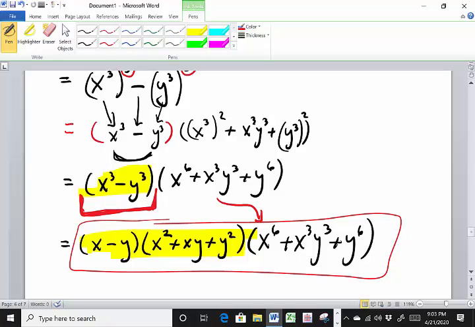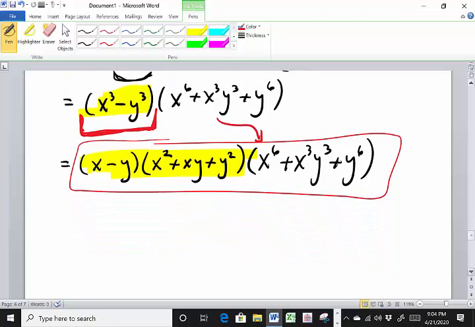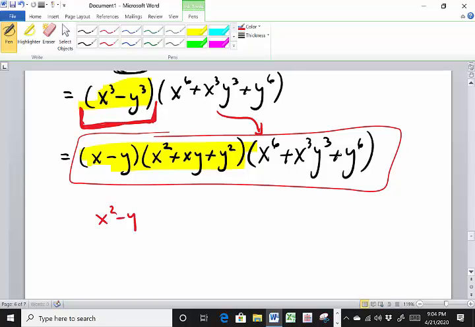And I said only the difference of two squares. The sum of two squares cannot be factored. Okay? So the difference of two squares, a perfect square trinomial, and the sum and difference of two cubes. So we've learned how to factor this. We've learned how to factor a perfect square trinomial.